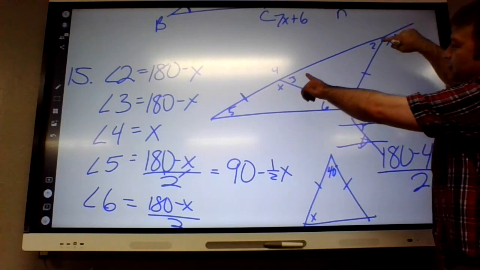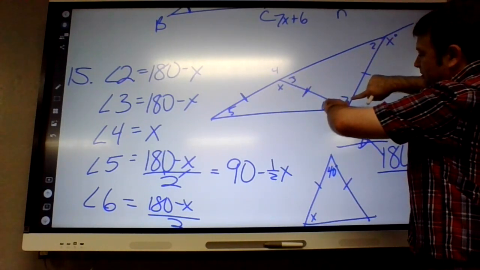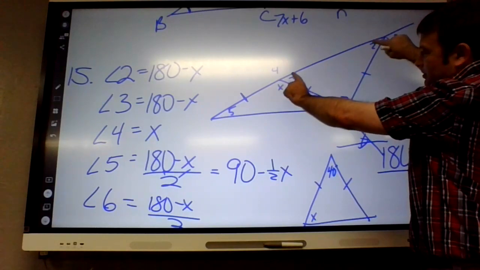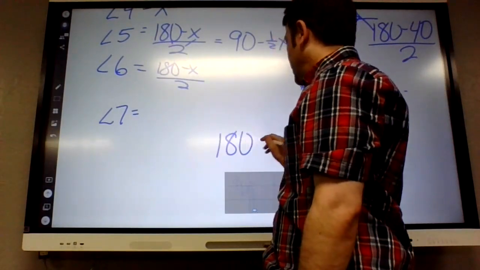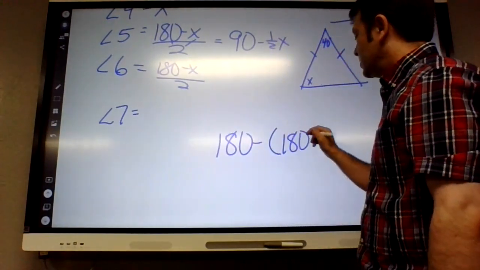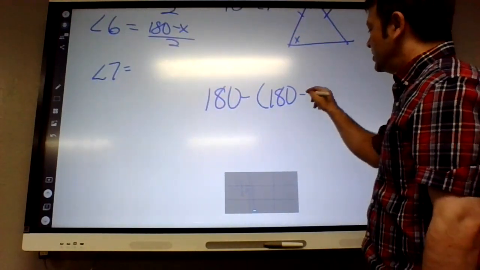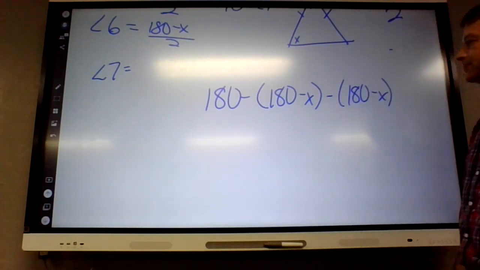Let's say we knew these were both like 40 or something. How would I find this angle? 40 plus 40, 180. 180 minus these two, right? Yeah. So it's 180 minus x. 180 minus 180 minus x minus 180 minus x. That's one way you could write it.